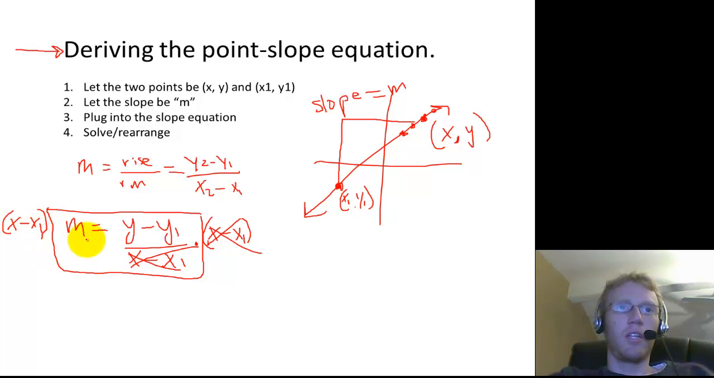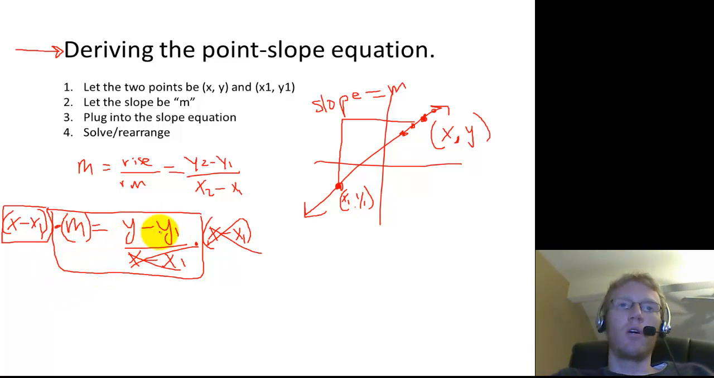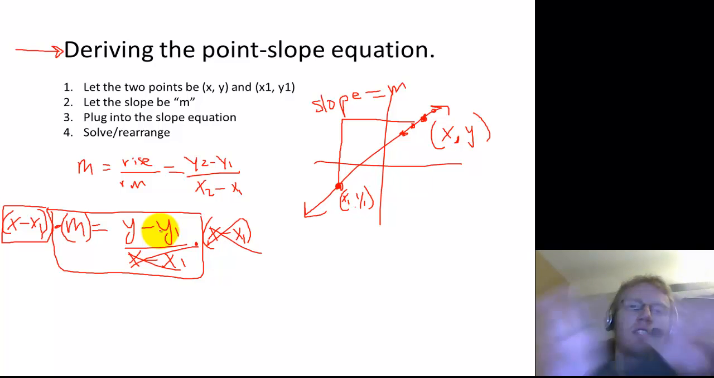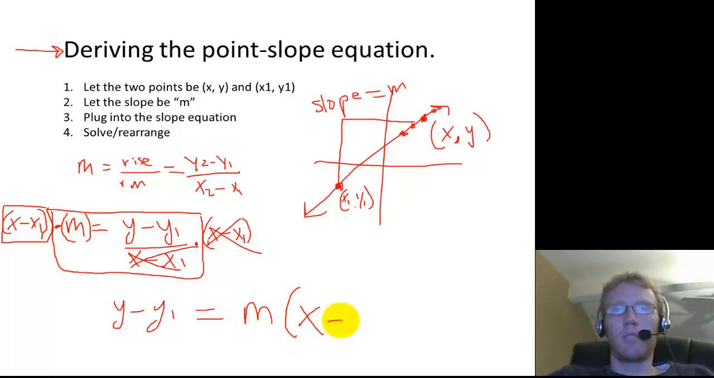minus x1 on the left, and now I've got this x minus x1 multiplied by m, and of course when you multiply two things, the order doesn't matter, so we can switch the order of those two, and we can also switch the left-hand side of the equation and the right-hand side. Again, this is just the way you're writing things, like if you write x equals 7 or 7 equals x, it's the same thing. So we write this y minus y1 on the left, and then we put this stuff on the right, putting the m first, and the x minus x1 second. And there you have it.